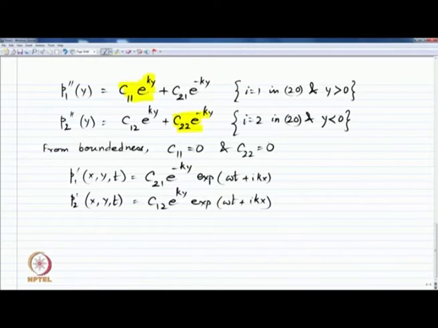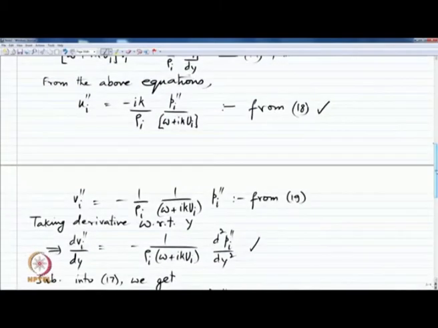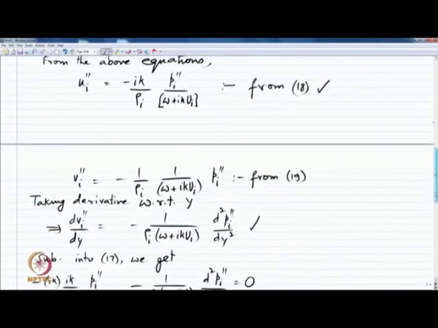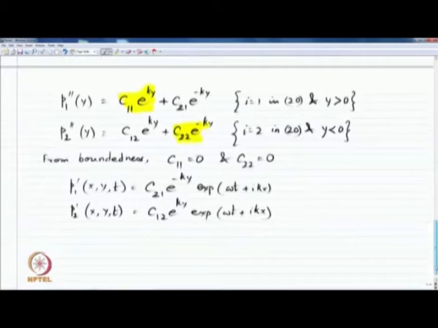From here, now we already have a relationship between ui and pi prime: ui double prime equal to minus ik over rho I times pi double prime divided by the omega plus ik ui. So, using that we will be able to write down what ui double prime is supposed to be.